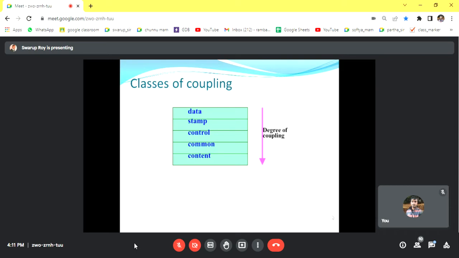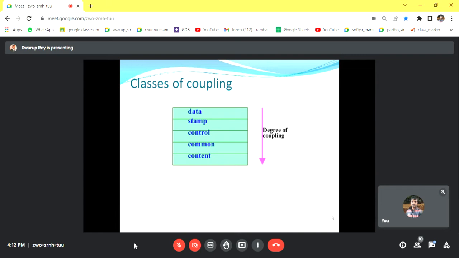What is coupling? Coupling means the degree of dependency among different modules, how two different modules are related with each other. The lower the coupling, the better the design. In this diagram, content coupling is very high coupling, and data coupling is a very low degree coupling. So we always encourage low coupling.